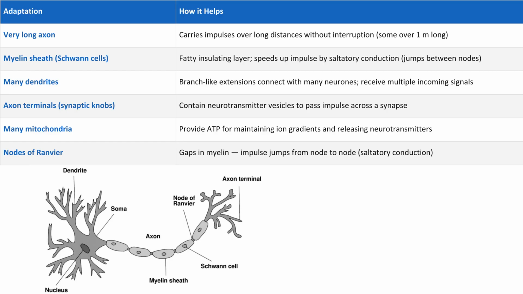Keep in mind that in saltatory conduction, the signal jumps between the nodes. A neuron has many dendrites, which are branch-like extensions, and their function is to connect with multiple neurons and receive incoming signals. Axon terminals, also known as synaptic knobs, contain neurotransmitter vesicles that pass the impulse across the synapse. There are many mitochondria, which provide ATP for maintaining ion gradients and releasing neurotransmitters. The nodes of Ranvier are gaps in the myelin sheath allowing the impulse to jump from one node to another node.